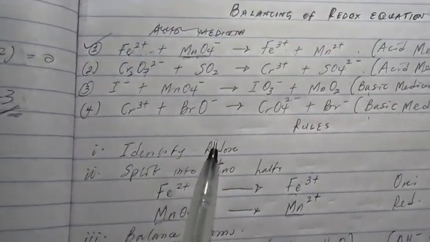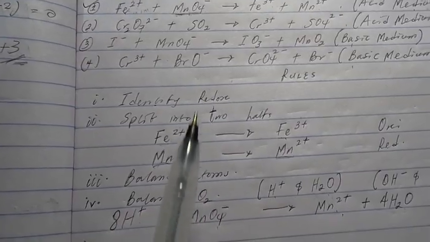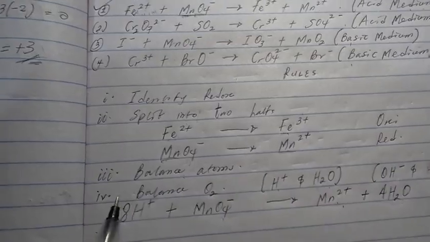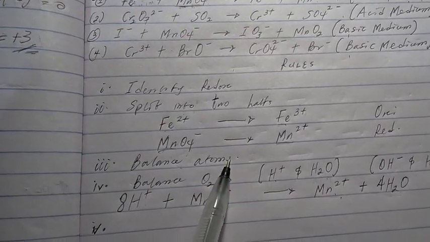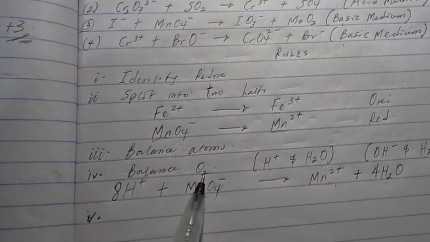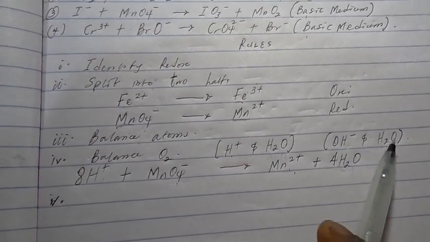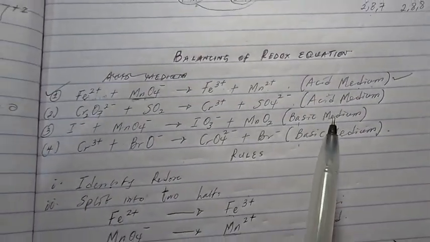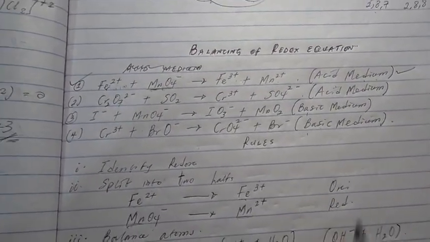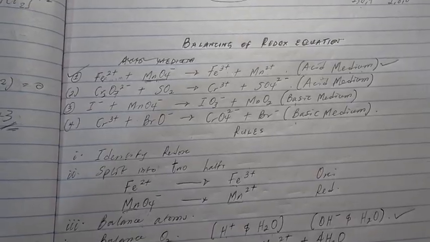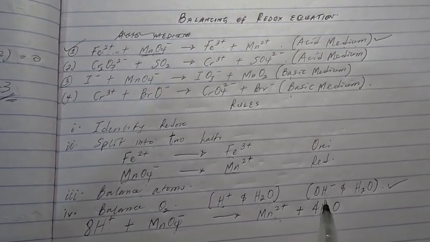So the first step is identify the one undergoing redox, split them into two halves equation, the one undergoing oxidation, the one undergoing reduction, balance the atoms aside oxygen. Then next step, balance oxygen. You balance oxygen by adding hydrogen ion and water. Then you balance this one. So that's just the only difference. So if you are asked to balance in acidic medium or in basic medium, it is the same thing. The only difference is just where you are adding water and hydrogen ion or hydroxyl ion.